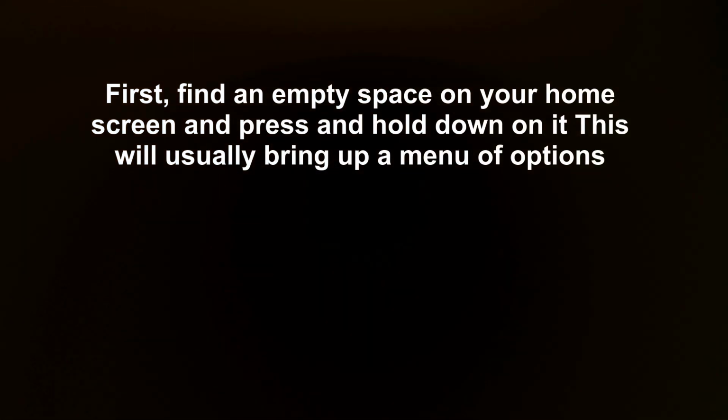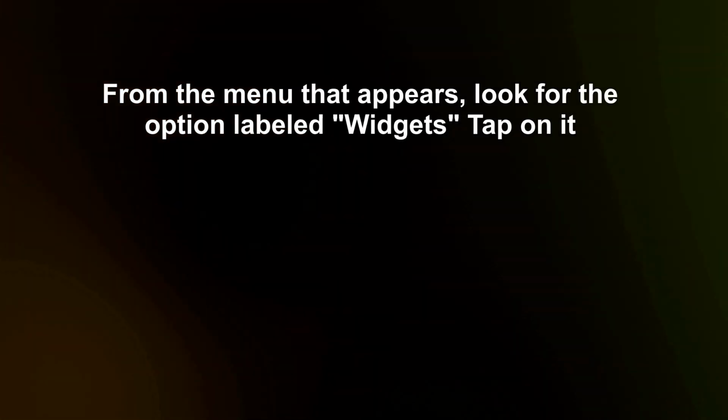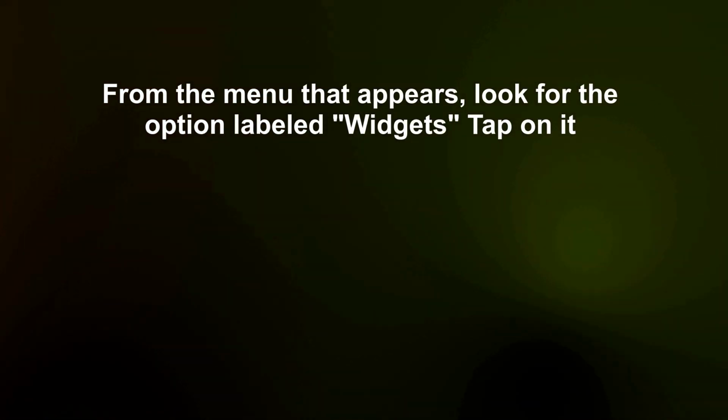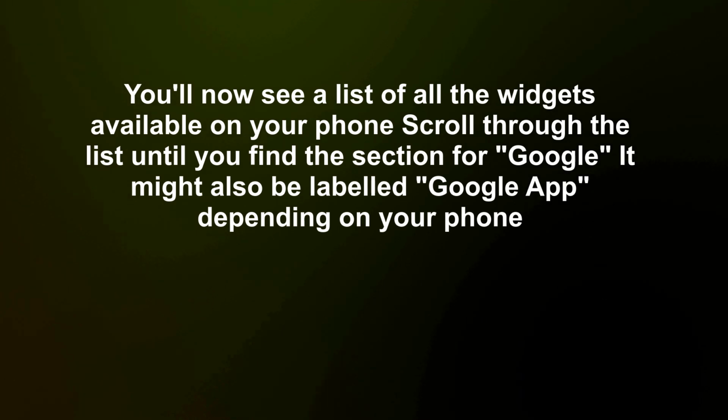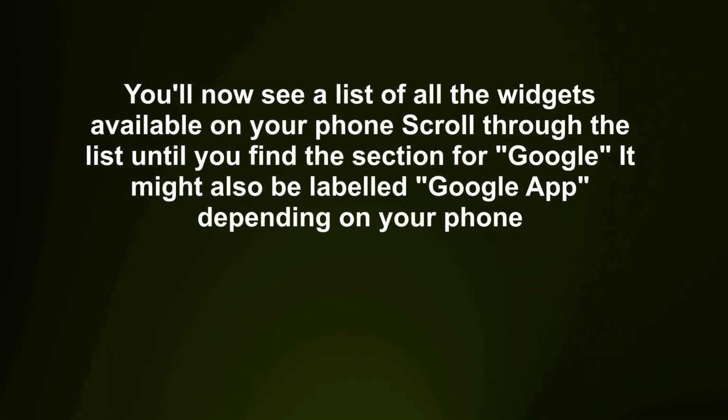This will usually bring up a menu of options. From the menu that appears, look for the option labeled Widgets. Tap on it. You'll now see a list of all the widgets available on your phone.